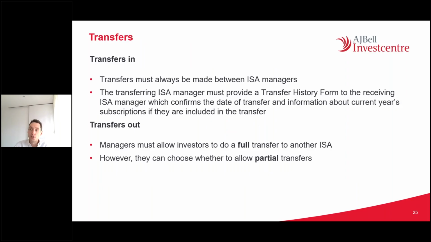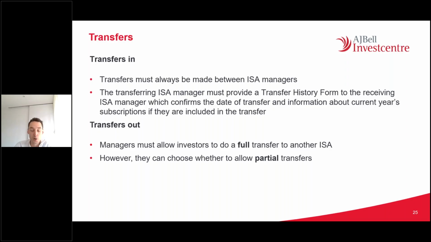A couple of final points on transfers. A key point that sounds pretty obvious is that transfers must be arranged by the ISA managers, so you have to go through the formal ISA manager transfer process. With that, the ISA manager will give what's called a transfer history form to the receiving scheme. That confirms all the subscriptions that have been made that tax year and in previous tax years, so the receiving ISA manager can put that data in for reporting purposes.